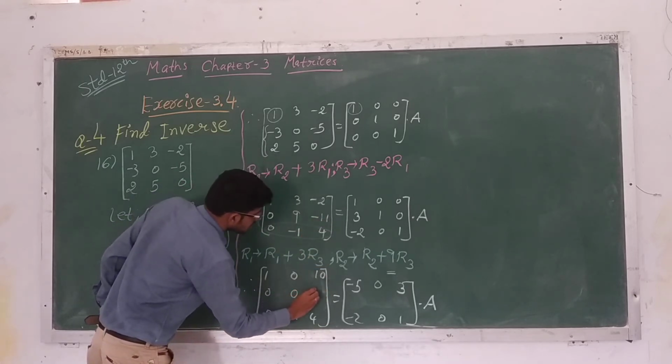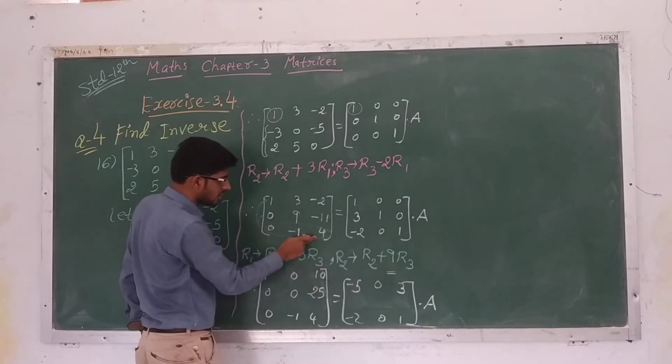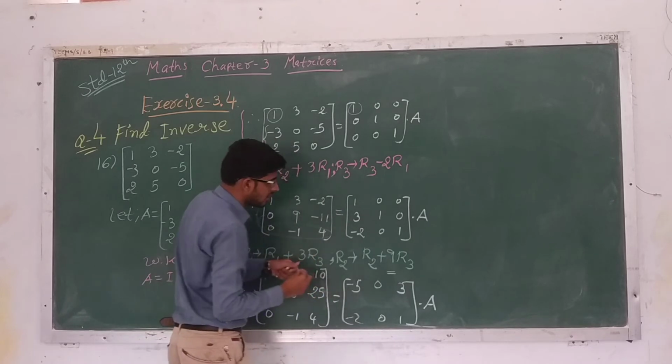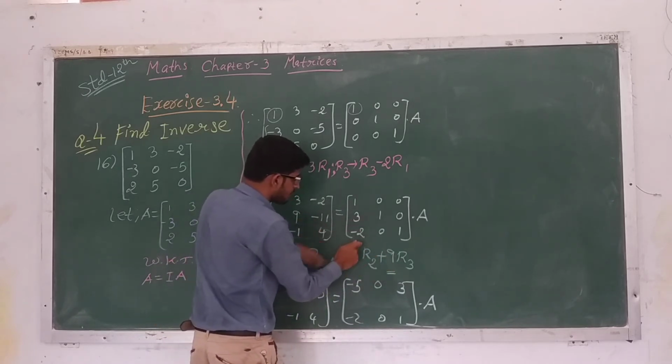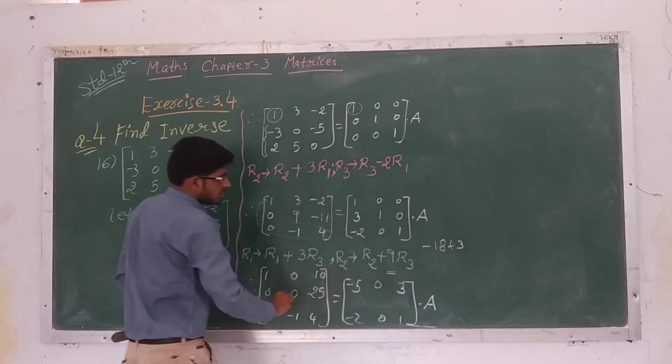So here 25, because 9 fours are 36, 36 minus 11 is 25. The same operation you have to apply on the right hand side. So here 9 twos are 18, so minus 18 plus 3.